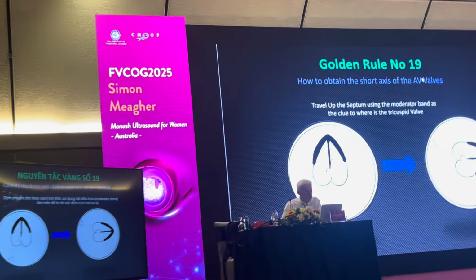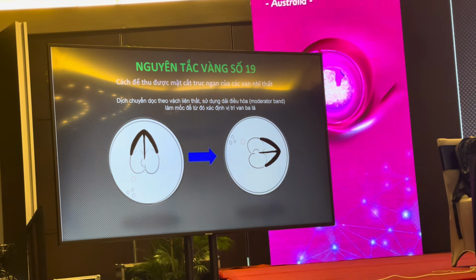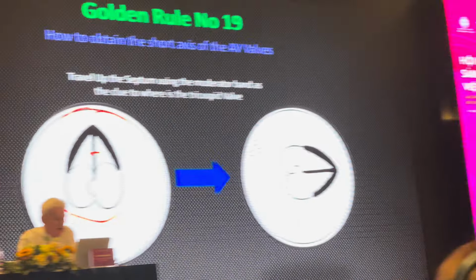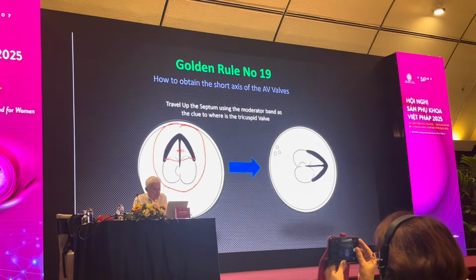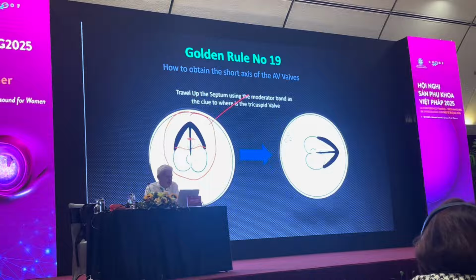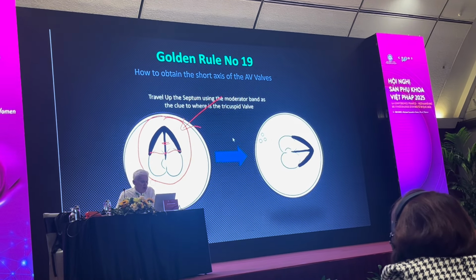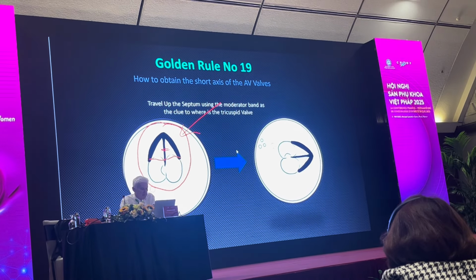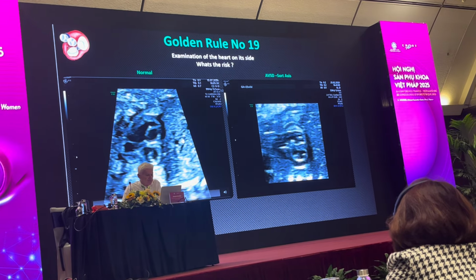When you were looking at the golden rules, the second last rule, rule number 19, this is a very good view for picking up defects in the septum, picking up AV canal defects. So when looking at AV canal, it's a much better way to look with the apex of the heart pointing upwards than with the heart in a transverse position. That's very important for imaging.